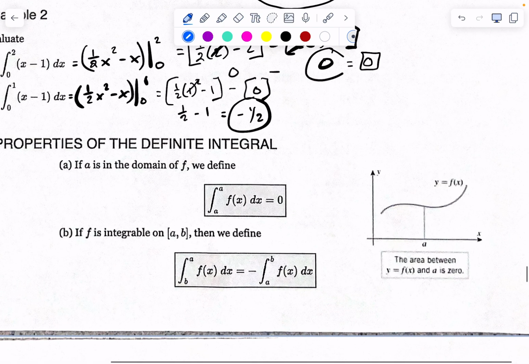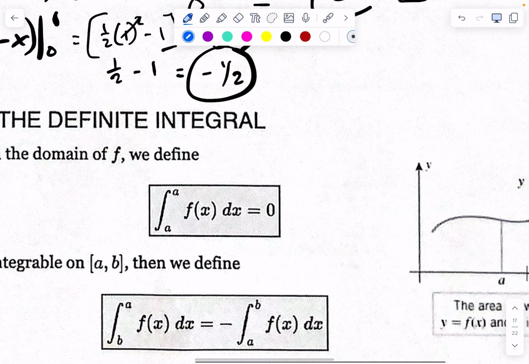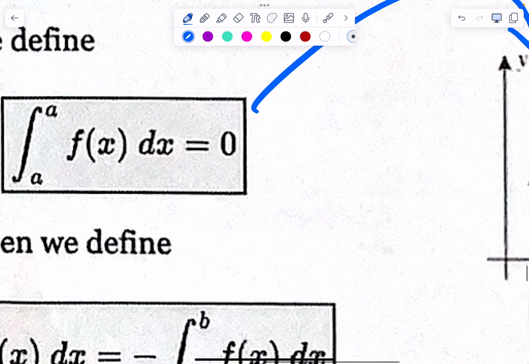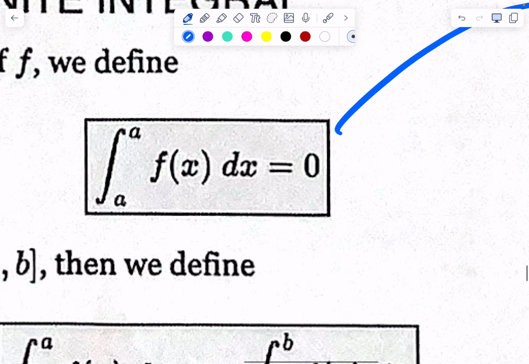Properties of the definite integral. Here is another little thing. This picture goes with this first property, part A. Look at what they have going on here. This is on the front still, at the very bottom. Look at this right here.